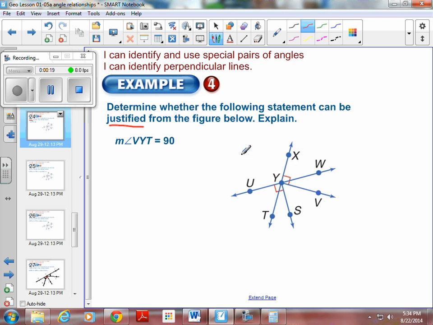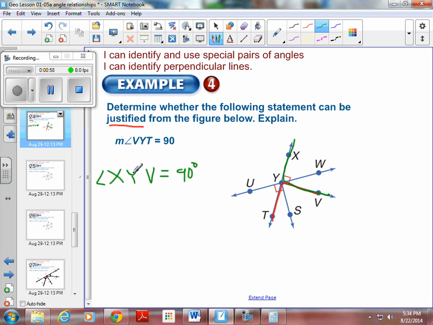So VYT, VYT is 90 degrees. Is there any way possible we can justify that VYT is 90 degrees? Well, I say yes, there is. You know that XYV, right here, that angle, is equal to 90 degrees because it has the little red square in the corner. The little red square means perpendicular, perpendicular means 90 degrees.